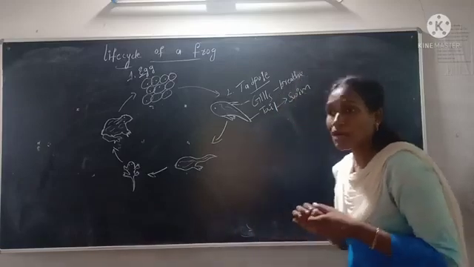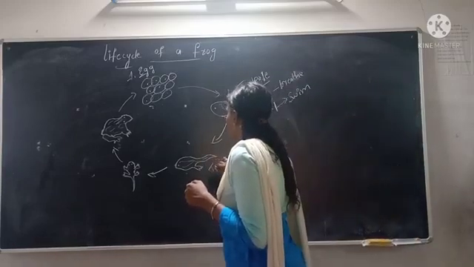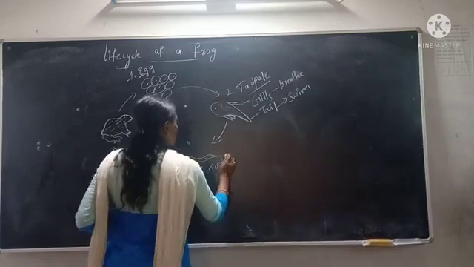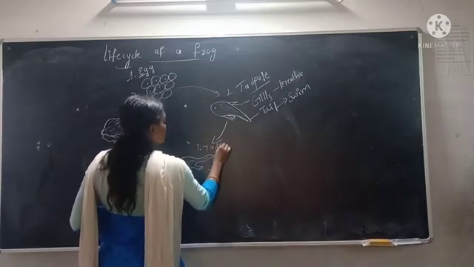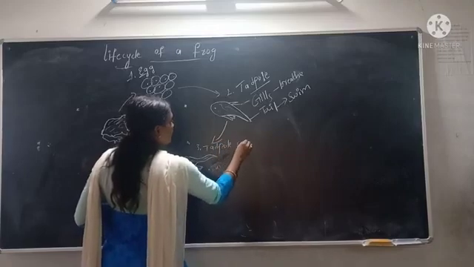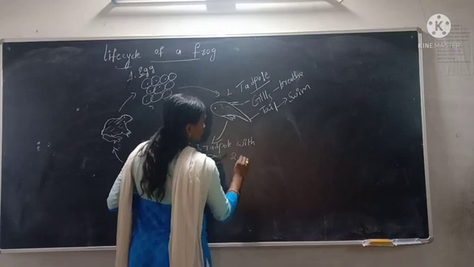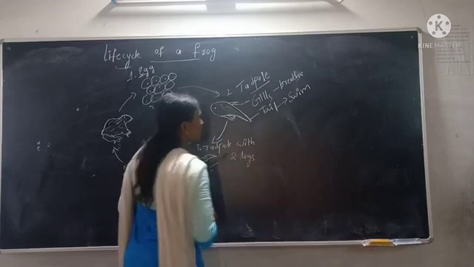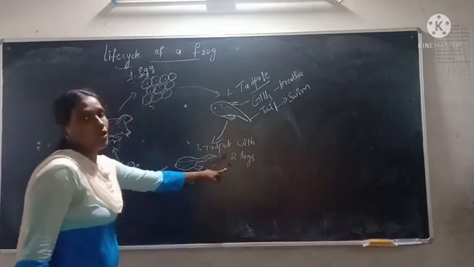And after some more days, we can see that this tadpole has two legs. Tadpole with two legs. This is the third stage of the life cycle of a frog.